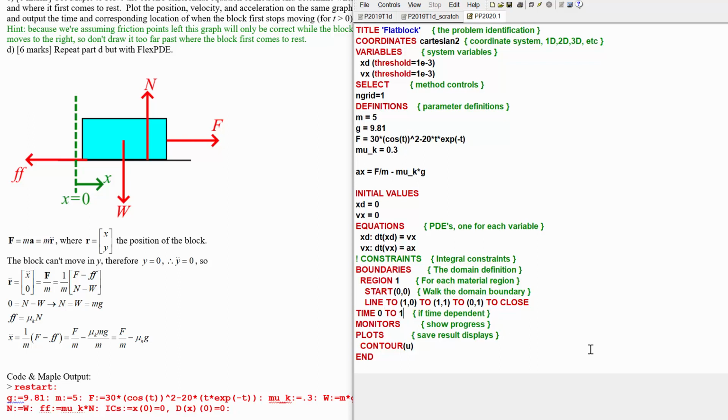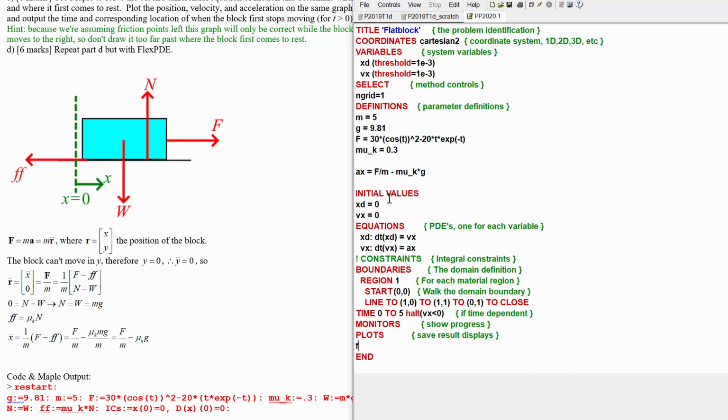The end time has to be at least as large as where this would have stopped before. So let's pretend that we don't know where it's going to stop. And we'll say time 0 to 5. And now what we can do is implement a halt condition. So we'll say stop if vx is less than 0.